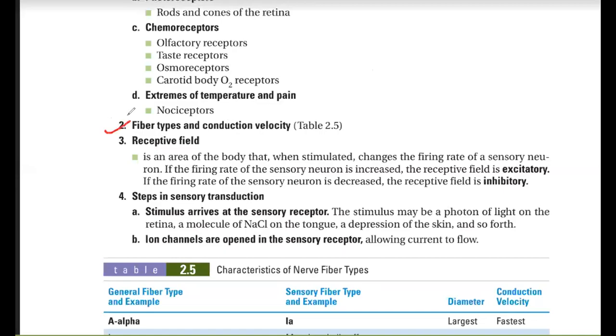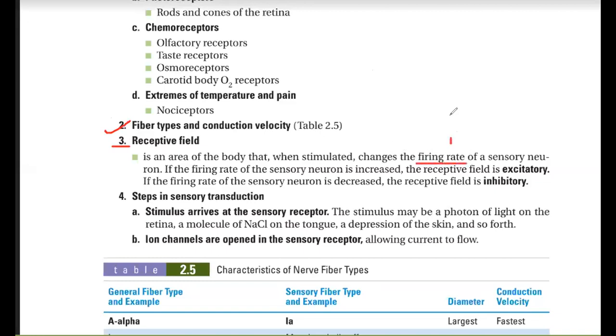So we have done with this chart, okay? And now our third topic is the receptive field. So what is a receptive field? It is an area of the body that when stimulated, okay, when you have stimulated it, it changes the, now here comes the important concepts.